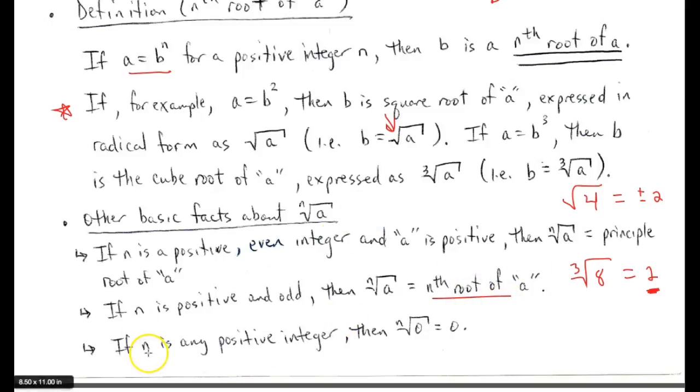And so of course, the last one here just says if n is any positive integer, then we know that the nth root of 0 is 0. Of course, no matter how many times you multiply 0 times itself, you still end up getting 0 as an answer.